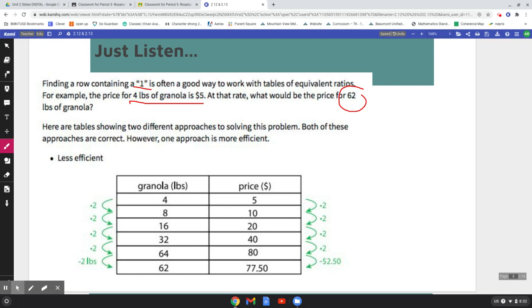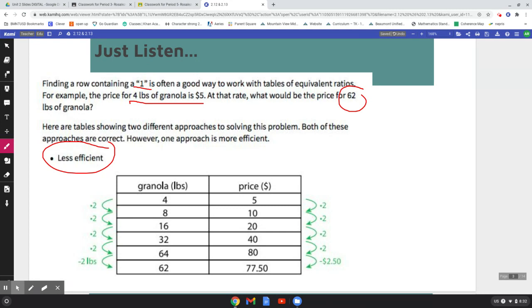So at this rate, what would the price be for 62 pounds? Here are tables showing 2 different approaches. Both are correct, but one is more efficient. The one that you see first is not the best way to do it. You're going to end up at the correct answer, it's just going to take you a really long time.